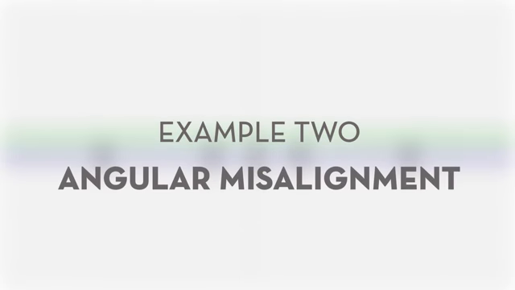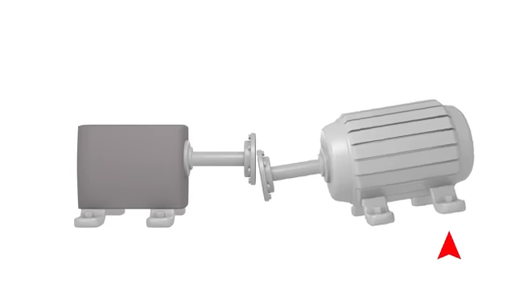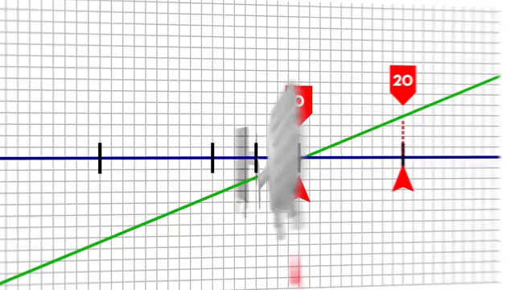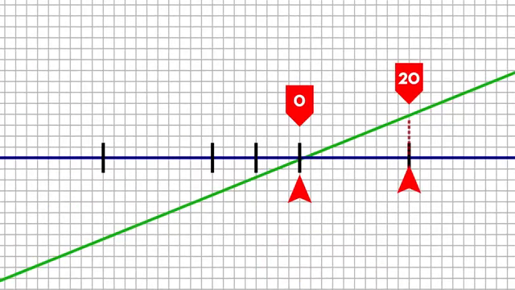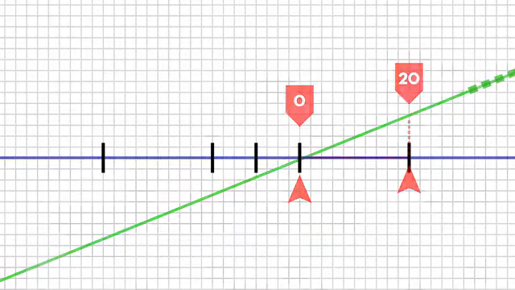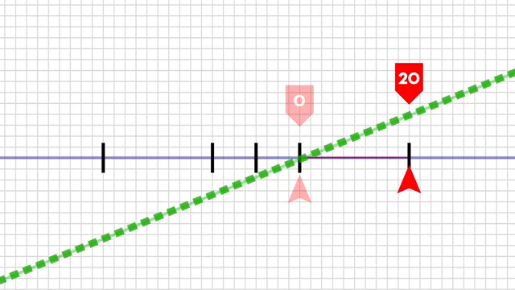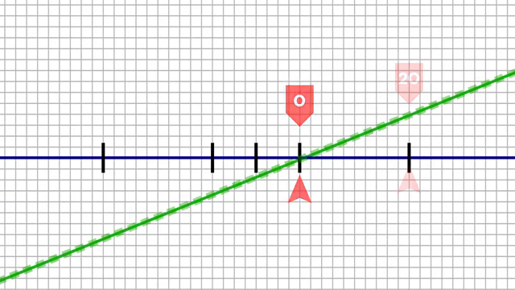In our next example, we'll induce both offset and angular misalignment by raising only the back feet by 20 thou, while leaving the front feet where they are. Now, the movable shaft center line is sitting 20 thou high at the back feet, while still sitting at 0 thou of offset at the front feet. So, what is our angularity?